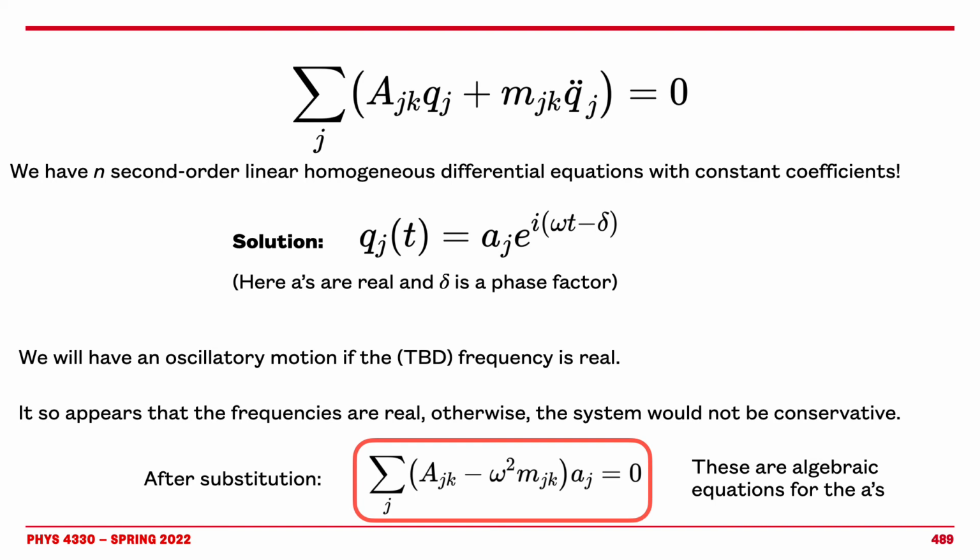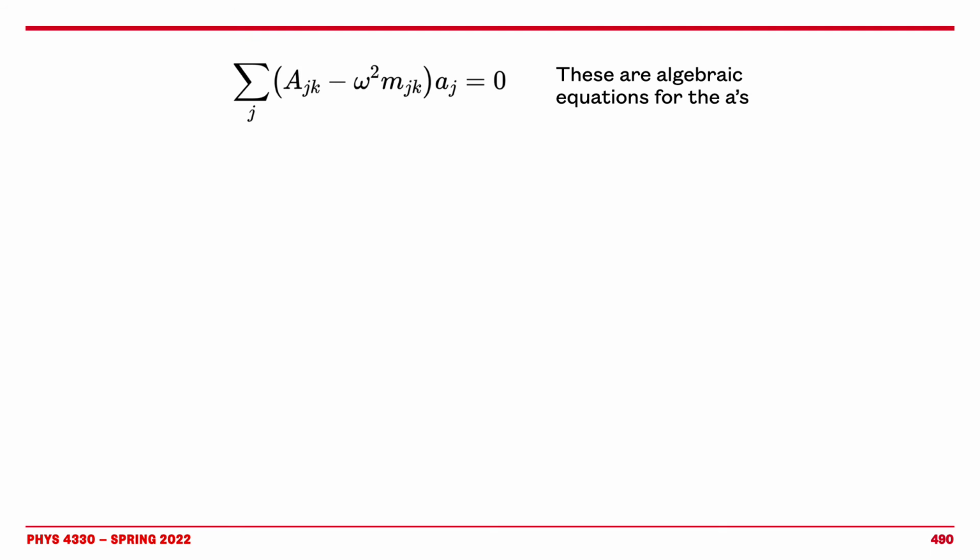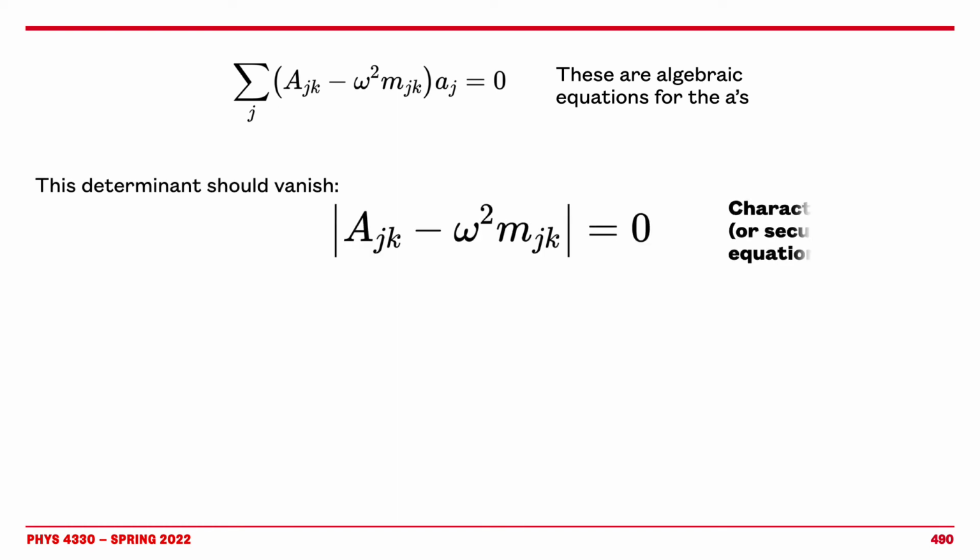Again, these equations are just a generalization of the two equations we found for the case of the two masses and three springs. We have n equations of this shape, and the n equations come from changing the index k. Once again, if we have a system of n algebraic equations, those equations will be compatible if the determinant is equal to 0. This is usually called the characteristic or secular equation.